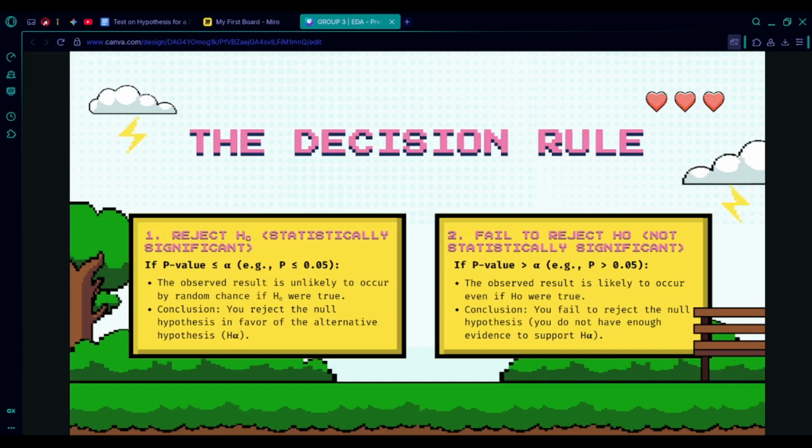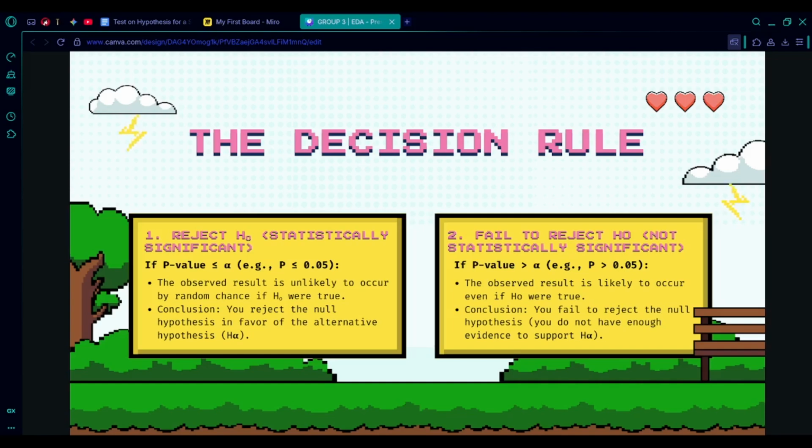In rejecting the null hypothesis, the observed result is unlikely to occur by random chance if the null hypothesis were true. And you reject the null hypothesis in favor of the alternative hypothesis. If we reject the null hypothesis, of course, the alternative hypothesis will be the true statement in the problem.